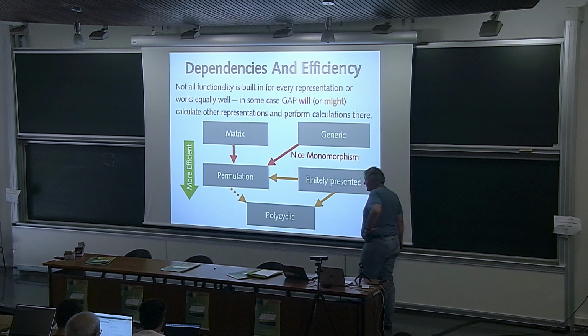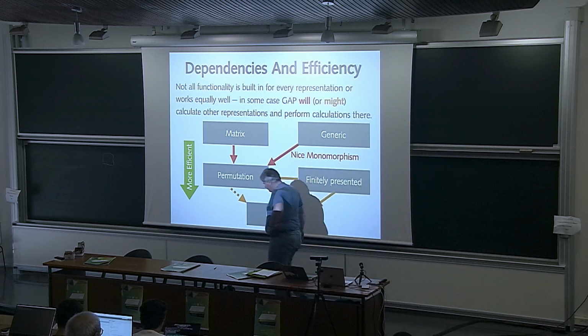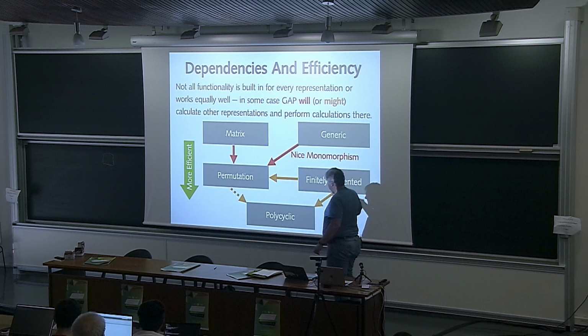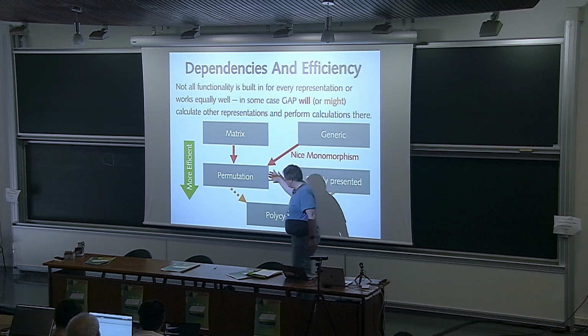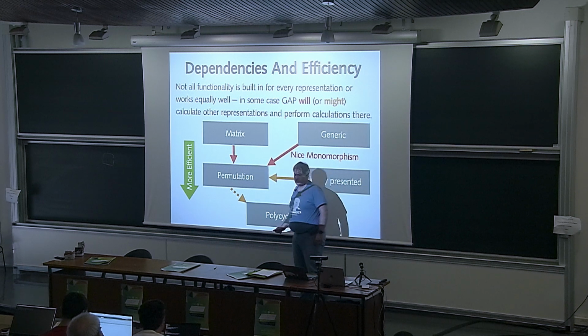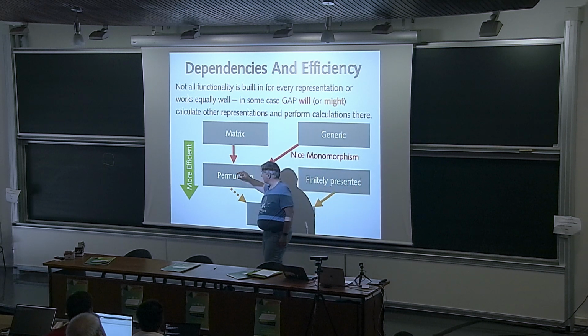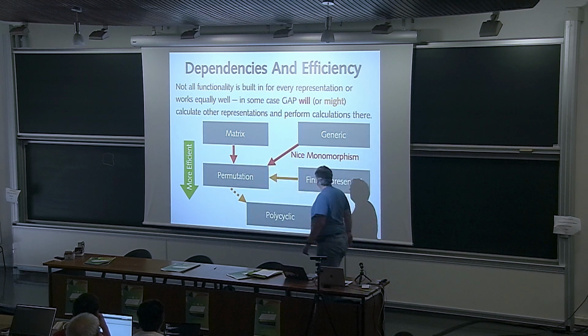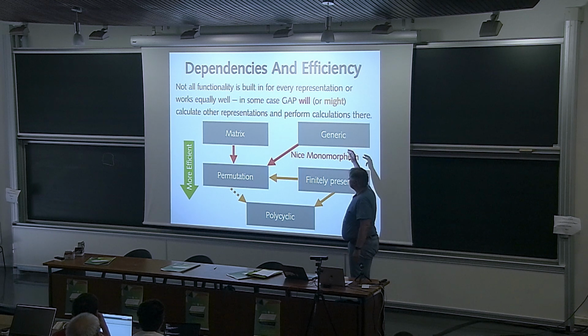These different representations are not all the same as far as efficiency goes. Basically, the PC presentation, the polycyclic groups, work fastest, but that only works for solvable groups. In general, if you have a small degree permutation representation, that is better than a matrix representation, because it works faster. But not every group has such a representation. But these things are used.